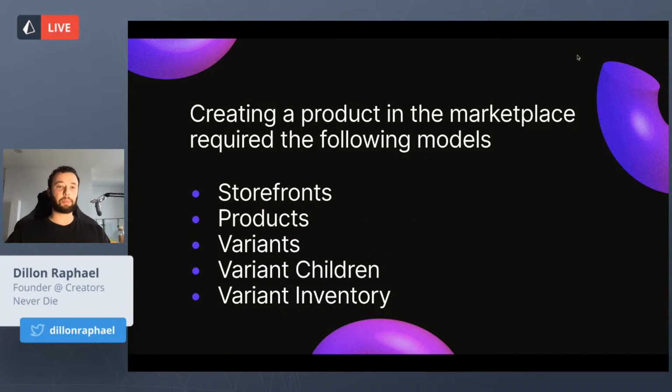Creating a product in the marketplace required the following models, which was the storefronts. So many users could open up their own storefront and start selling products on their own storefront. The products themselves and variants, the variant children, and variant inventory.